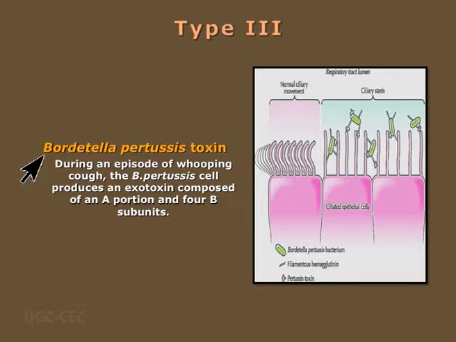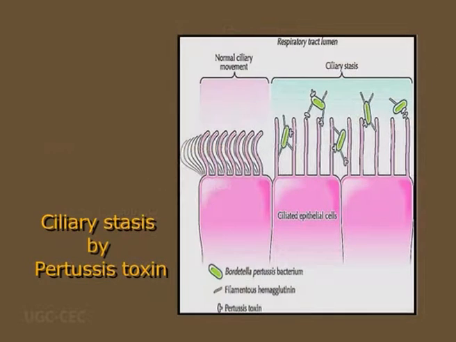Another important exotoxin is the Bordetella pertussis toxin, better known as the pertussis toxin. Now, the pertussis toxin is associated with whooping cough syndrome. And one of the things which is observed, as you can see in the picture, is that this can lead to ciliary stasis. Usually the cilia move and that keeps things going and that keeps preventing infection. But once the cilia get static, then the epithelial cells are exposed to various types of infection, and one of them is whooping cough.